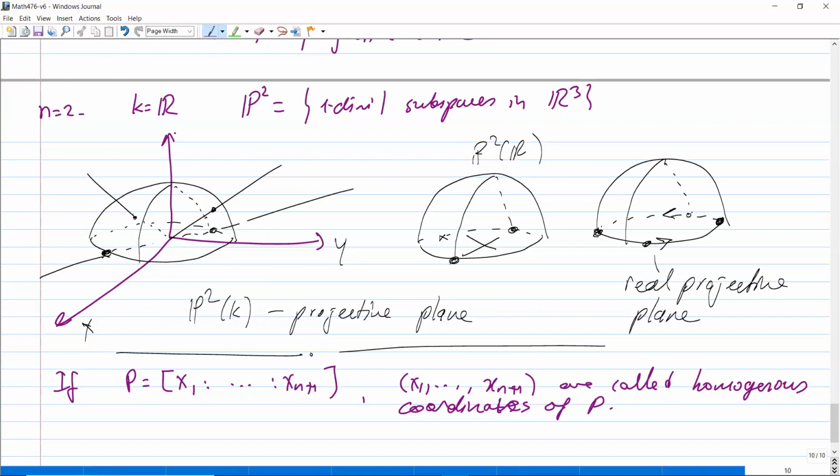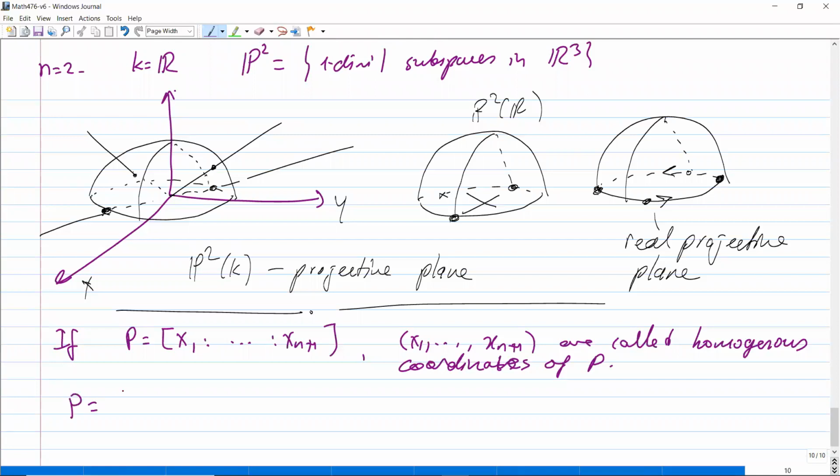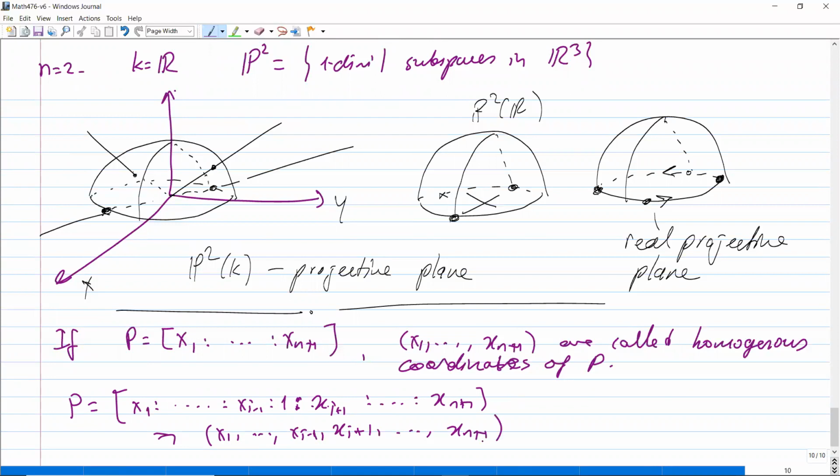And remember, this point P can also be represented like this: P is also equal to (x1, ..., x_{i-1}, 1, x_{i+1}, ..., x_{n+1}). If you represent it like this, then these x1, ..., x_{i-1}, x_{i+1}, ..., x_{n+1}, these n points, this n-tuple, is called non-homogeneous coordinates. Okay, that's the non-homogeneous coordinates.